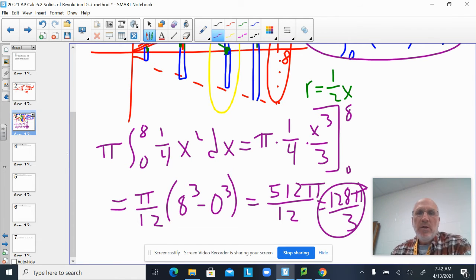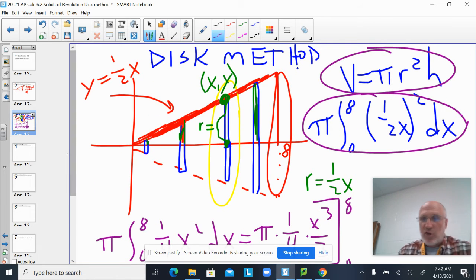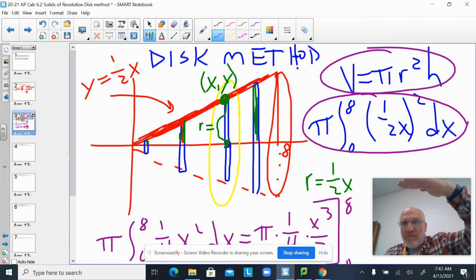So again, what's new here is being able to recognize that the cross section is a disk. I'm adding the volumes of disks, and the thickness of each disk is dx. Now, if I start stacking disks this way, which I will do in one problem here, then the thickness would be dy. So be aware of that. But at the moment, the thickness is dx. And then the radius here was the y value of the function.